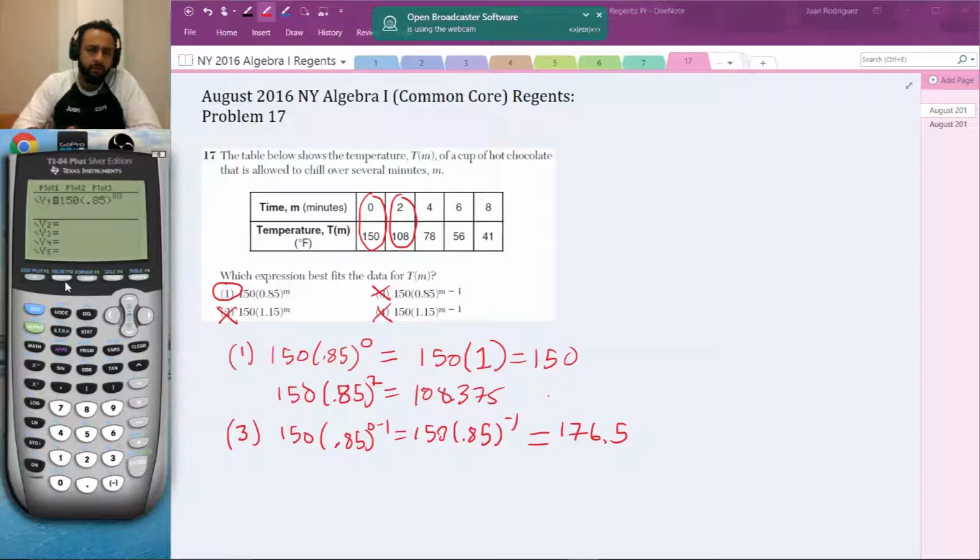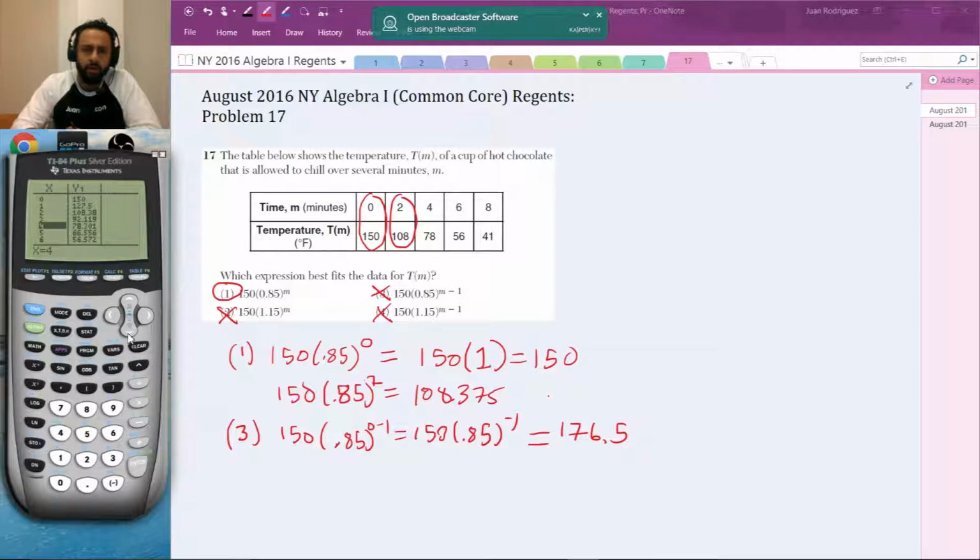I'm going to go to the table set. Table set auto for both independent and dependent. Table start could be any number. Let's say 0. And delta table is 1 as usual, and I go to the table and I scroll. For time 0, choice 1 is 150. Time 2, choice 1 is 108.38. Matches very well.